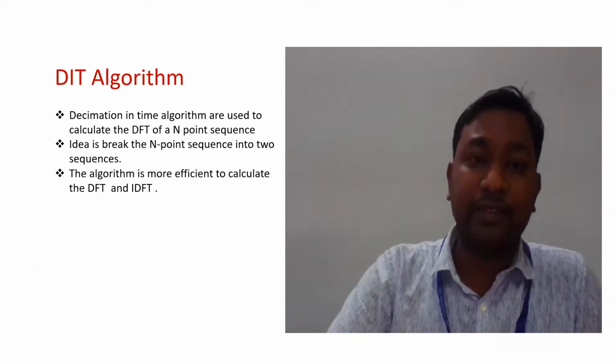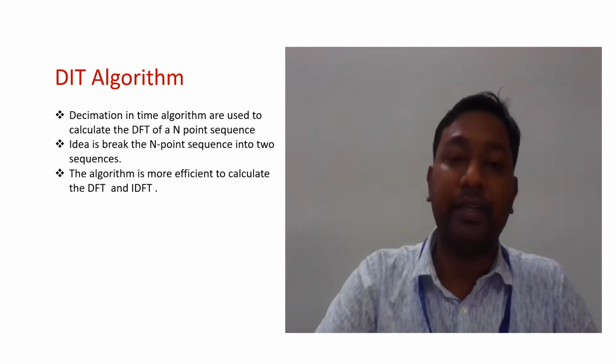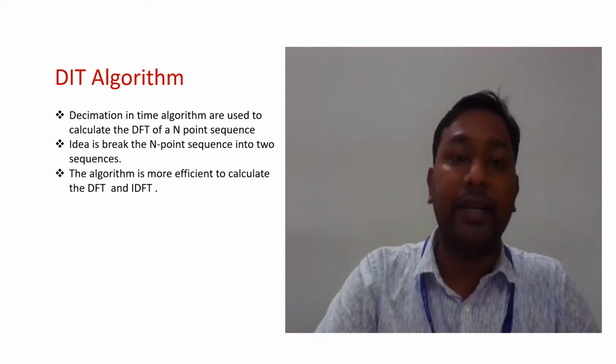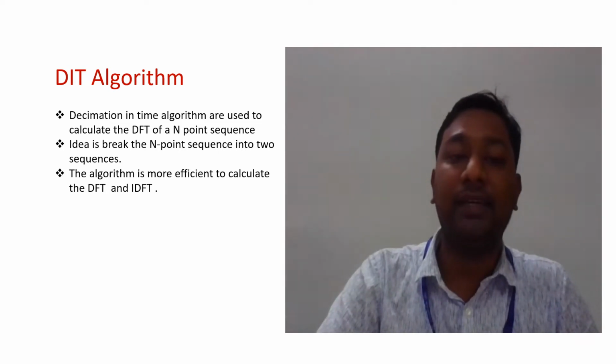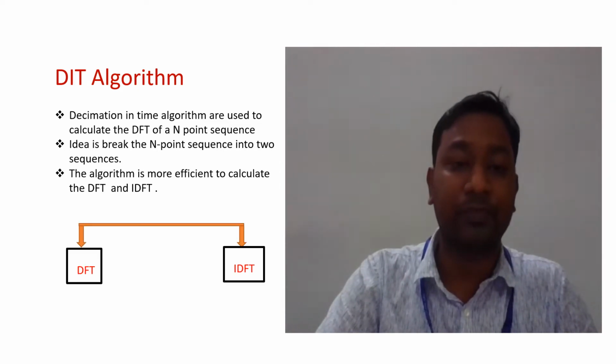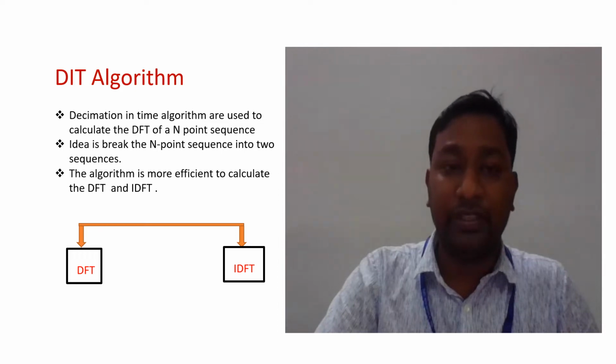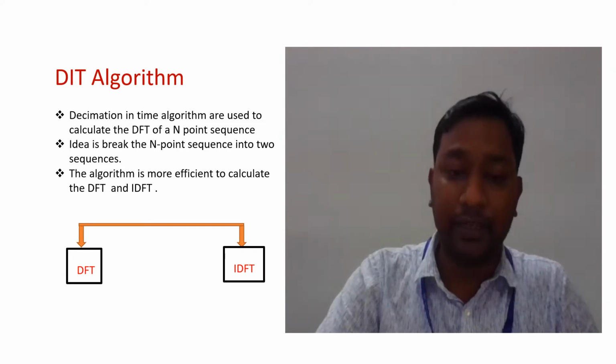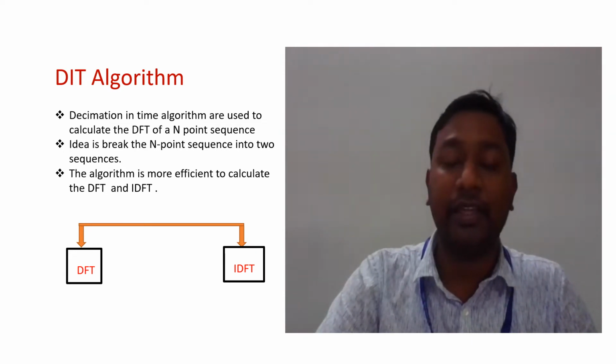So what is the DIT algorithm? The decimation in time algorithm is used to calculate the discrete Fourier transform of an n-point sequence. The idea is to break the n-point sequence into two sequences. The algorithm is more efficient for calculating the discrete Fourier transform and inverse discrete Fourier transform. So using the DIT algorithm, we can solve the discrete Fourier transform as well as the inverse discrete Fourier transform in an efficient way.